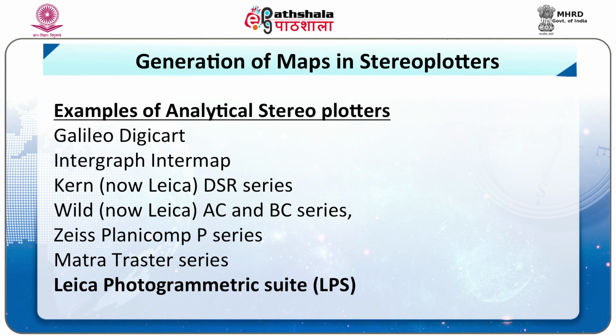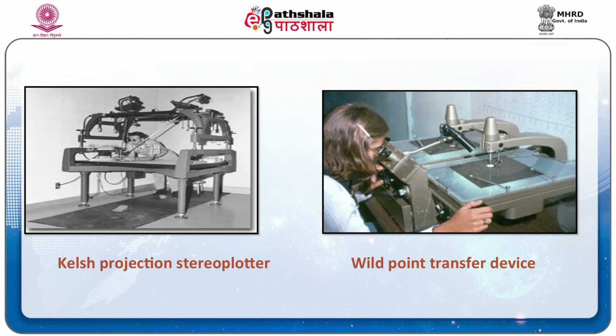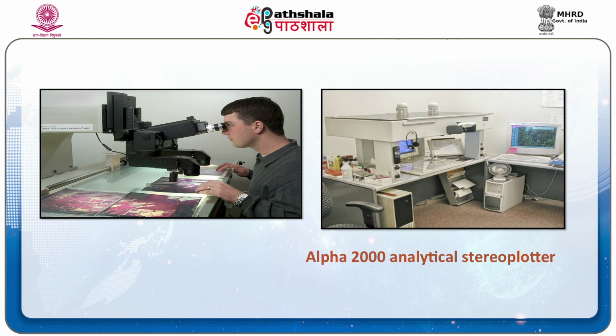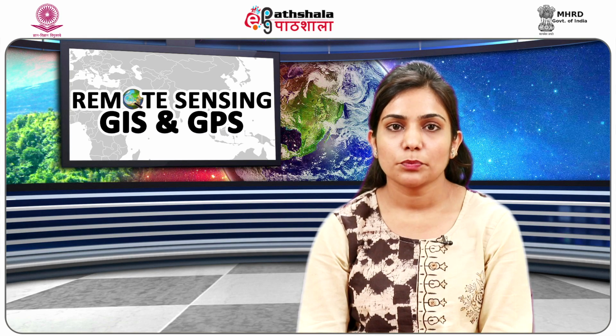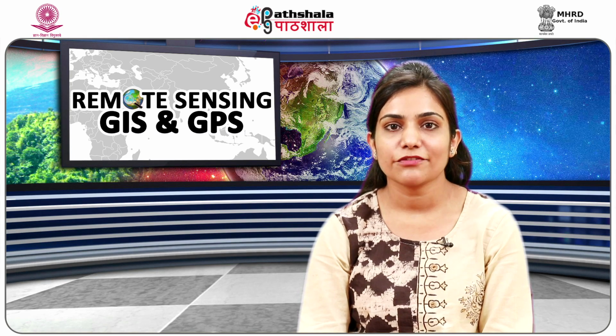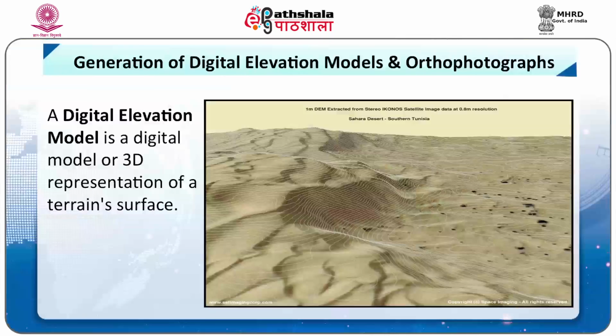Examples of analytical stereoplotters are Galileo DigiCart, Intergraph InterMap, Kern DSR series, Wild AC and BC series, Zeiss Planicomp P series, Matra Traster series, and lastly Leica Photogrammetric Suite. Figures 4 and 5 show some photos of analytical stereoplotters. Next output is generation of digital elevation models and orthophotos.